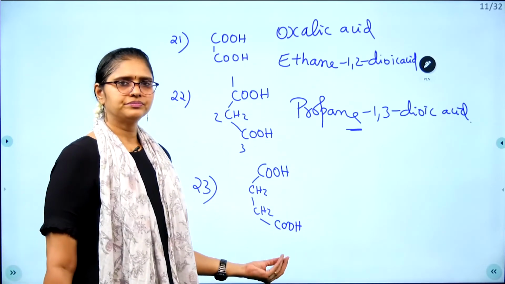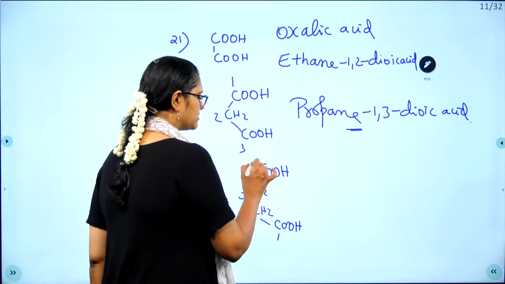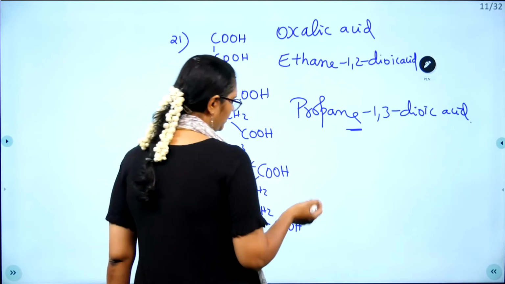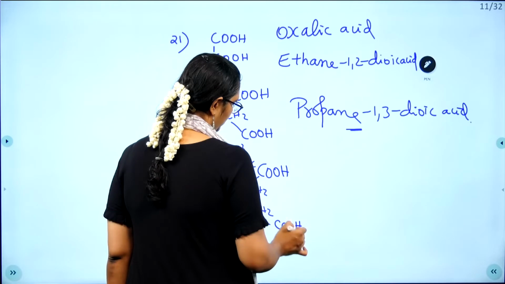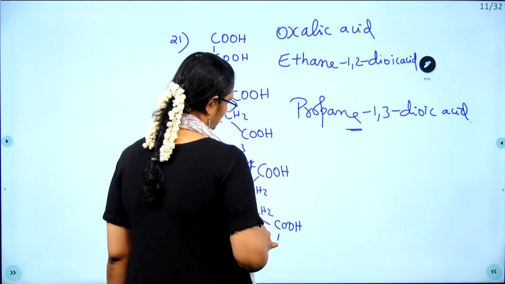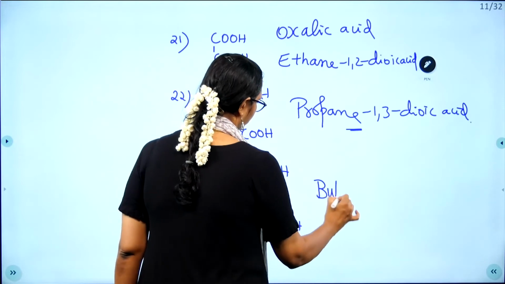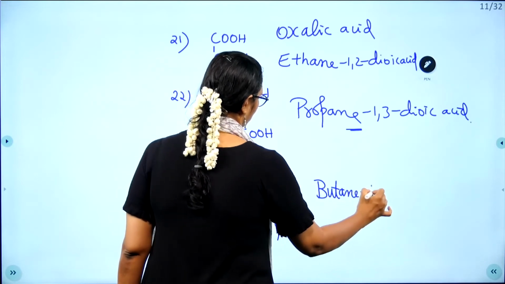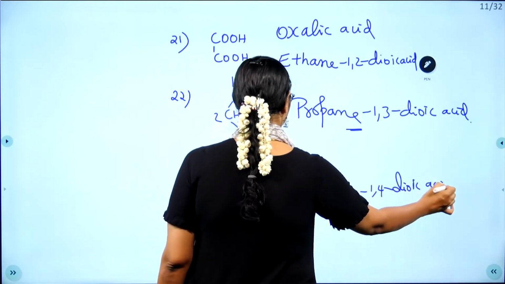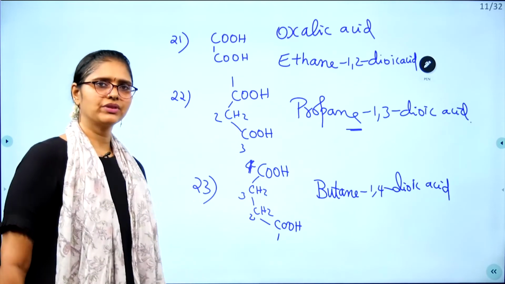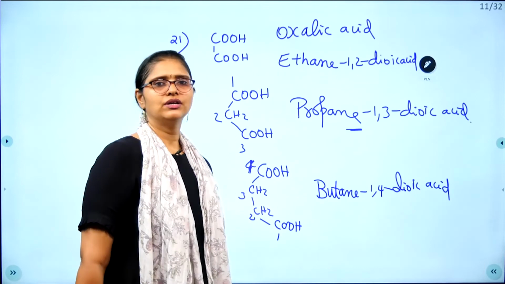Try this. How will you name this? Select the longest carbon chain. 1, 2, 3, 4. Either side you can go, from top to bottom or bottom to top, unless the position is changing. So how will you name this? Okay, right. So butane 1,4 dioic acid. Select the longest carbon chain, then it is butane 1,4 dioic acid.